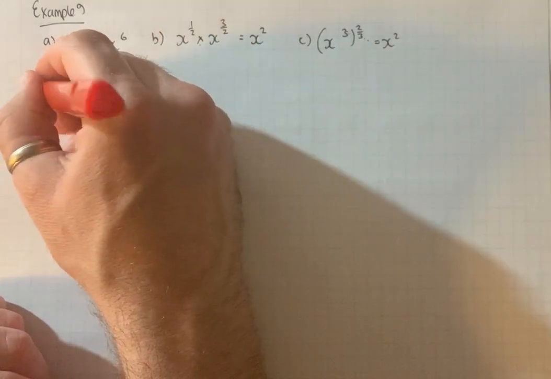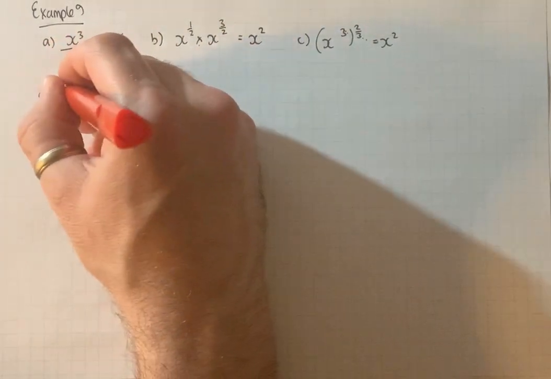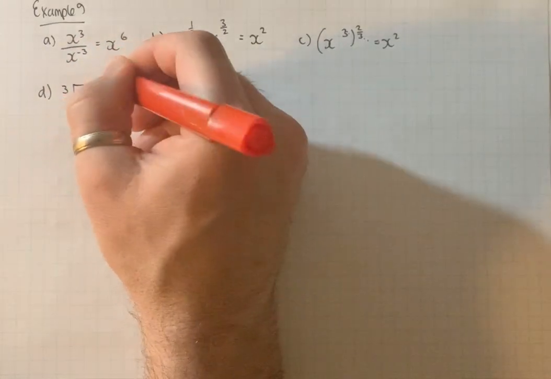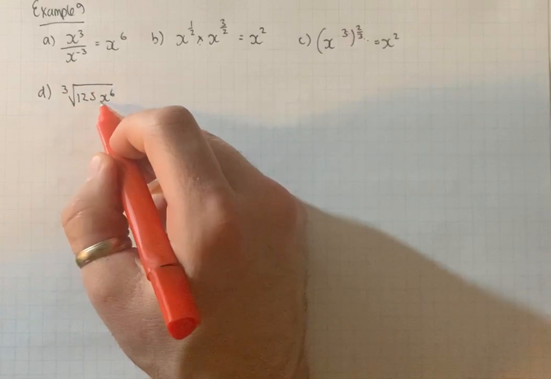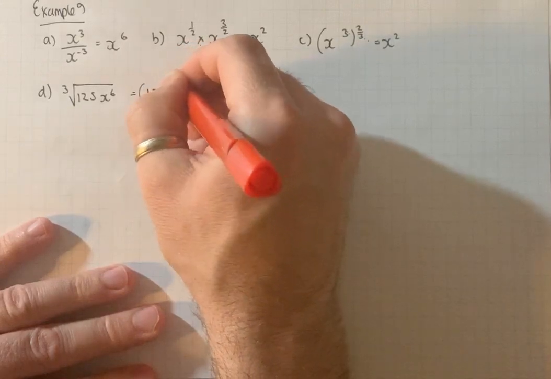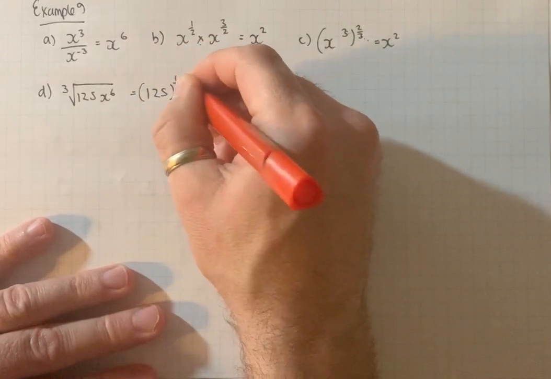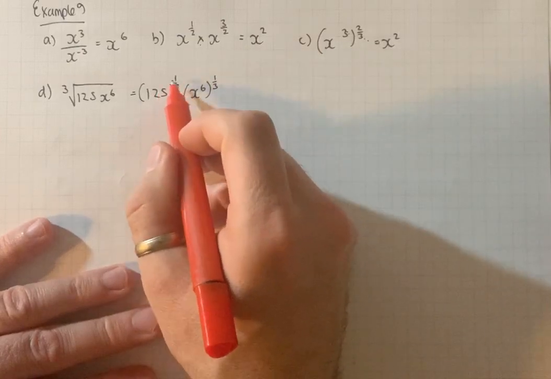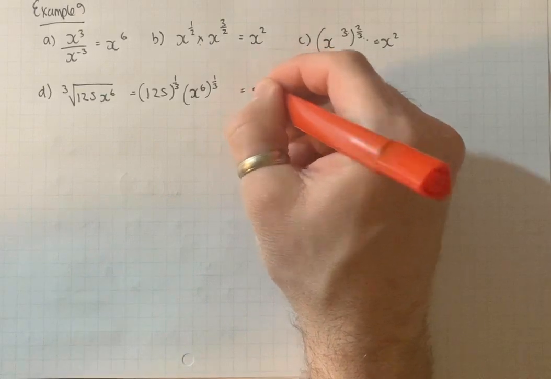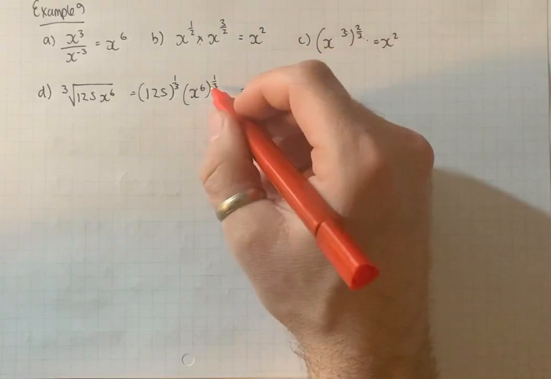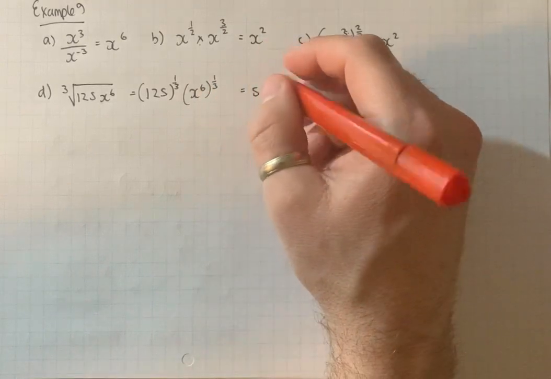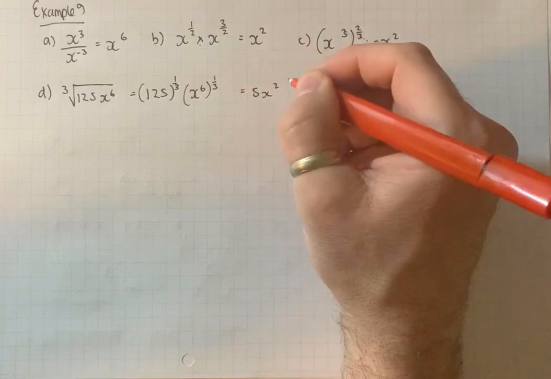E. We've got the cube root of 125 x to the 6. Now this cube root applies to both 125 and x to the 6, so we can split it up and make it 125 to the power of a third and x to the 6 to the power of a third. The cube root of 125, what times by itself 3 times is 125? It's 5. 5 times 5 times 5 is 125. Power separated by brackets, we times them together. 6 lots of 1/3 is 6/3, 6 over 3 is 2. 5x squared.